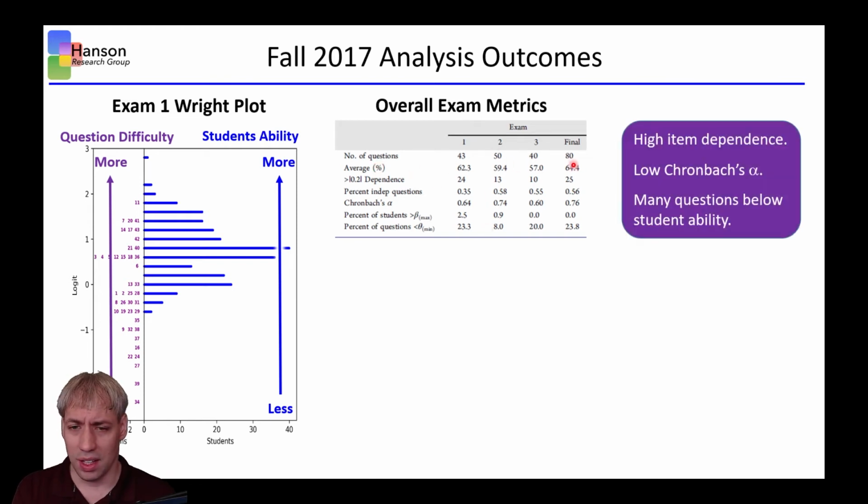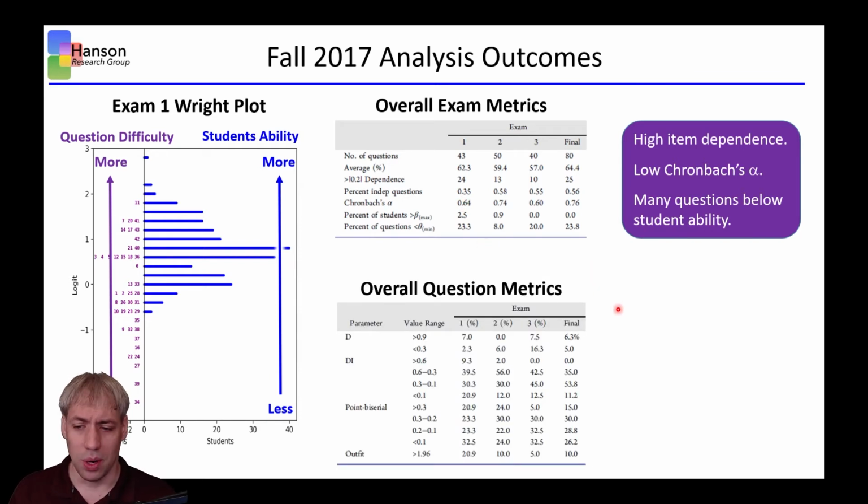We can see a lot of problematic things in this analysis. We see high item dependence, where one question relies on another. We see low Cronbach alpha values. Here's the alpha. 0.6 is the bottom threshold where you would consider a test acceptable. In exam 3, we're near that. Exam 1, we're pretty close to that as well. You want that number to be above 0.7 or even above 0.8.